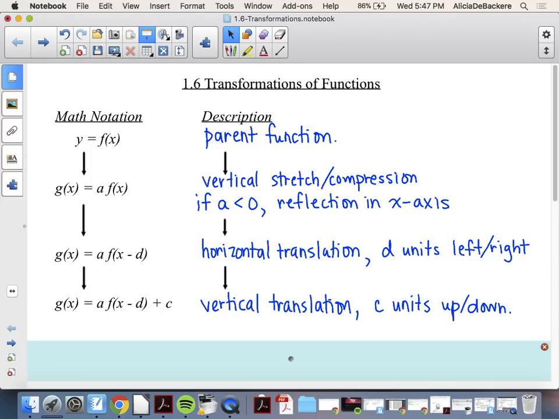The order that I did these things in is kind of important. So what I want to always do is my stretch, compression, reflection first, just like I do my multipliers first in BEDMAS. And then in BEDMAS, I would do my addition or my subtraction. That's why my translations have to come second. So always the stretch, compress, reflect first, and then translations.